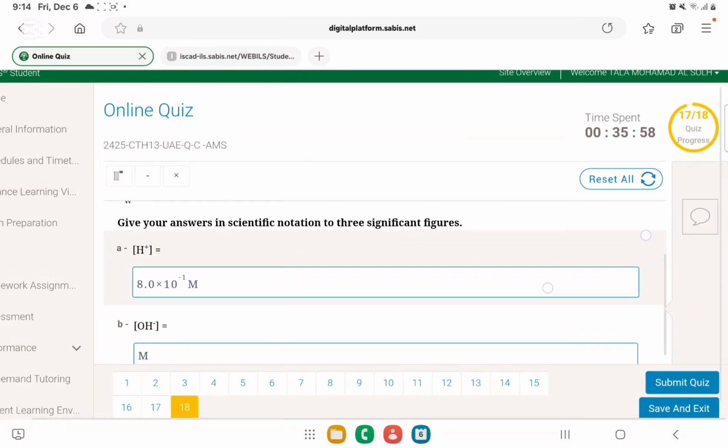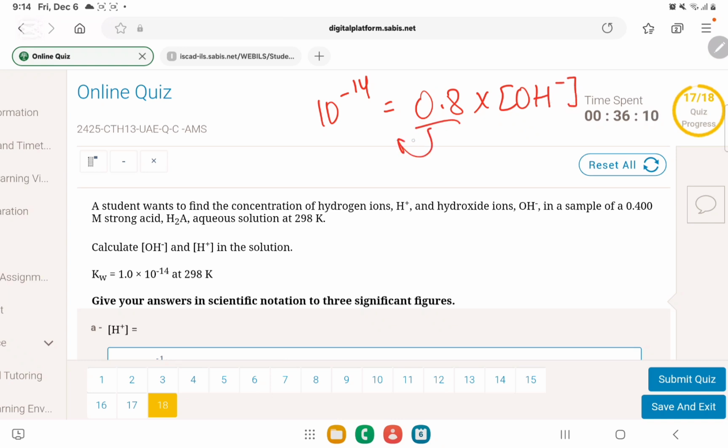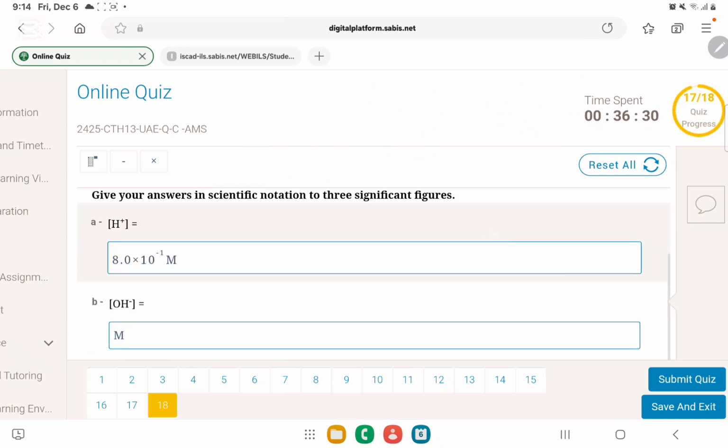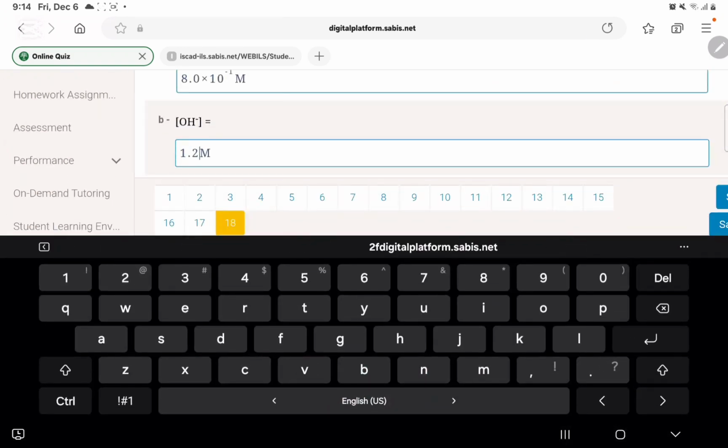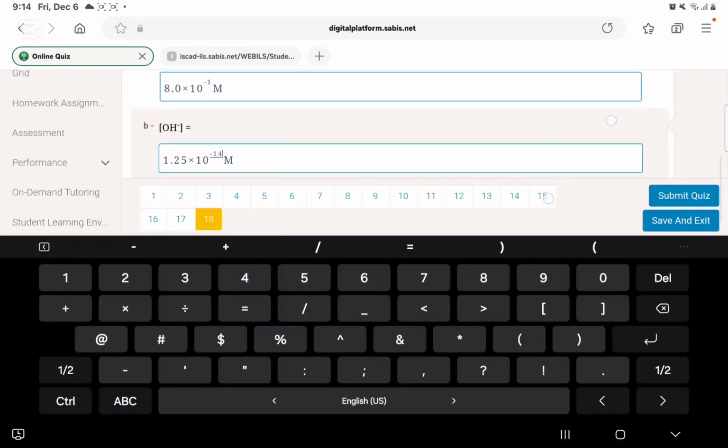And to find OH minus, we're going to use the Kw formula, so 10 to the power of -14 is equal to 0.8 times the concentration of OH minus. Put this to the other side, you get 1.25 times 10 to the power of -14. That's the concentration of OH minus. Okay? So 1.25 times 10 to the power of -14.